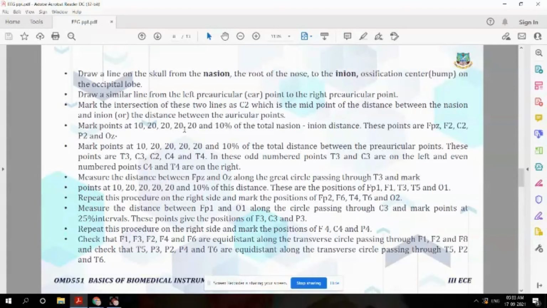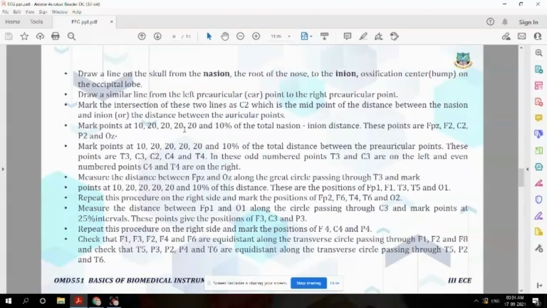Then we mark the points where the electrodes are fixed: FPZ, FZ, CZ, PZ, and OZ. We know what F means: frontal lobe. F means frontal, C means central, P means parietal, O means occipital. So this is the first four steps to fix the electrodes.